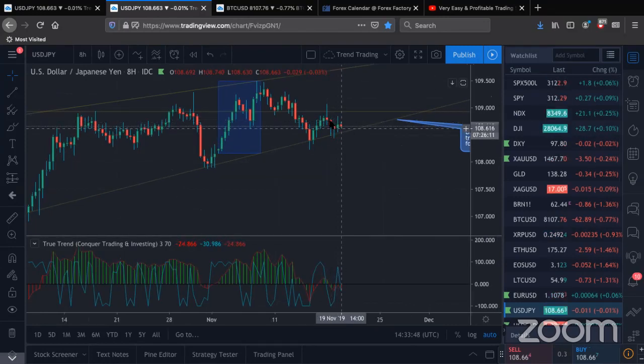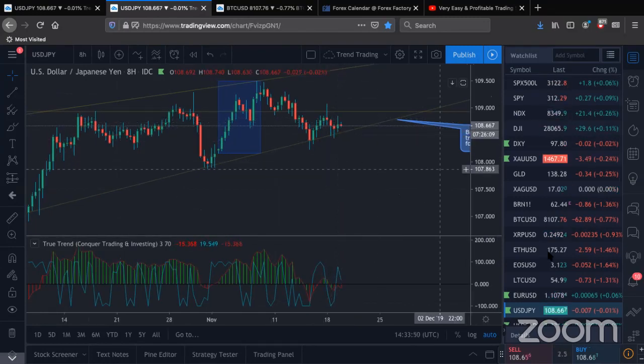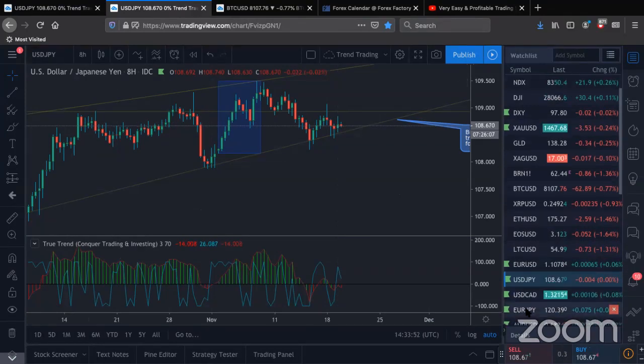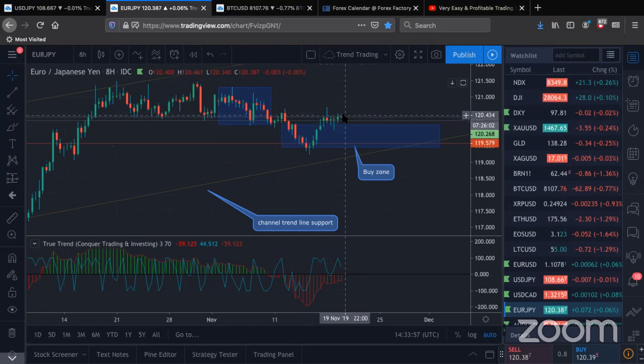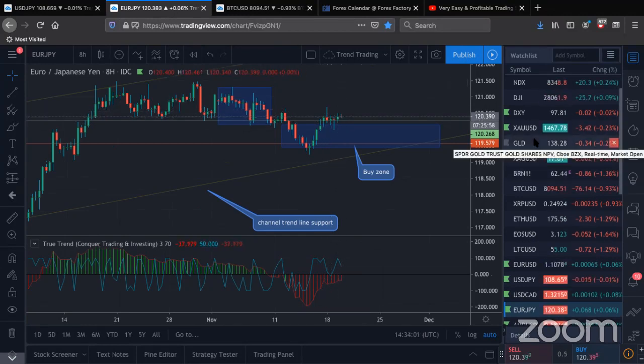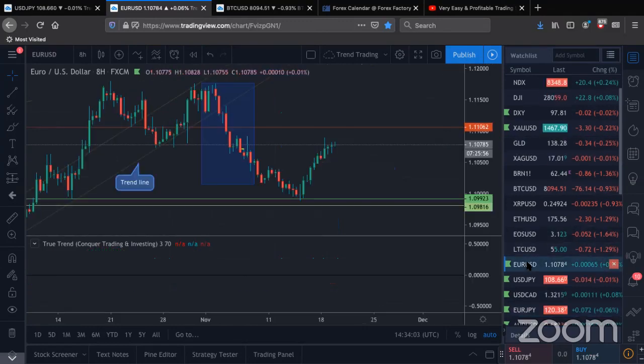If we bounced off that support, same thing on the euro, Japanese yen in the session yesterday. I really got into that, and that's the setup I took, the one that we were looking at. I didn't get the setup on the euro US dollar. I didn't get the trade triggered. That's the one I covered.